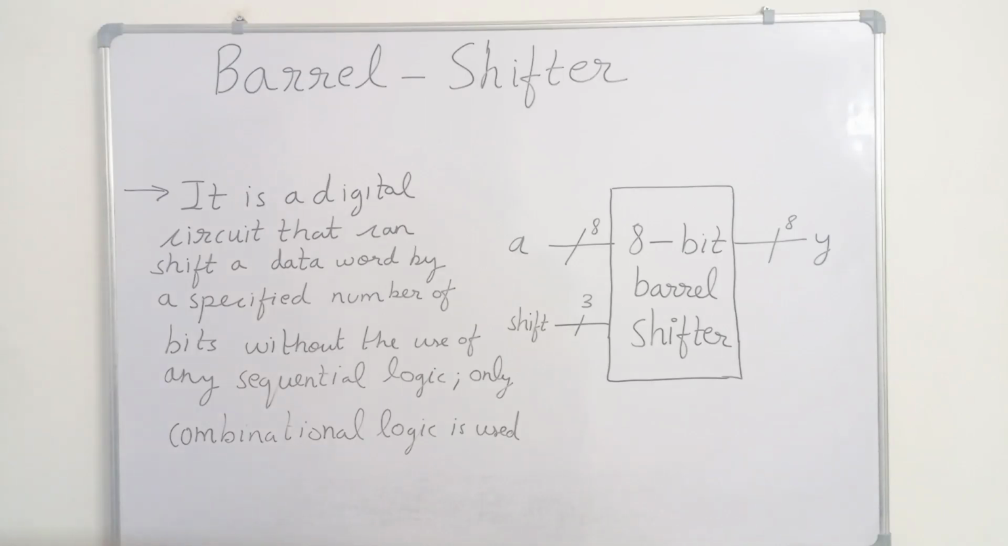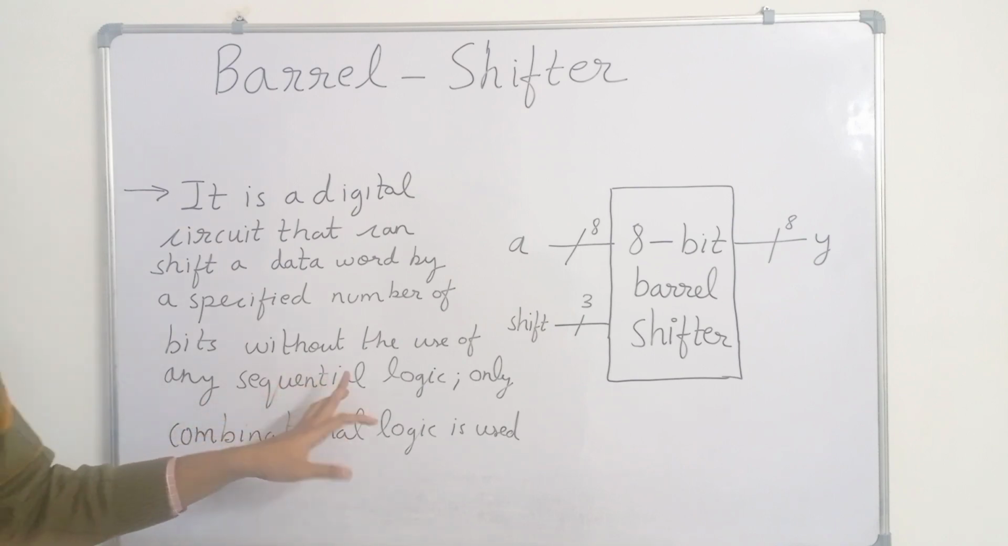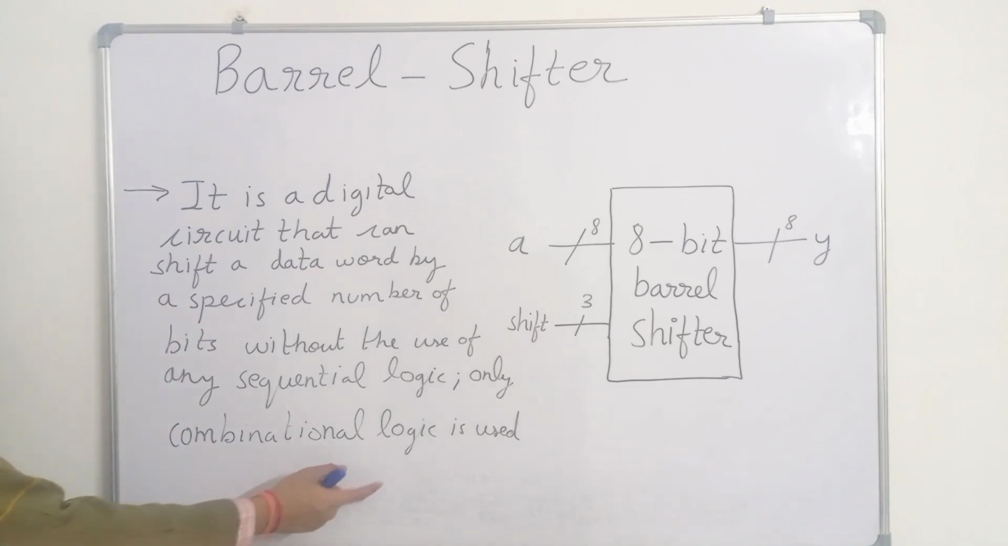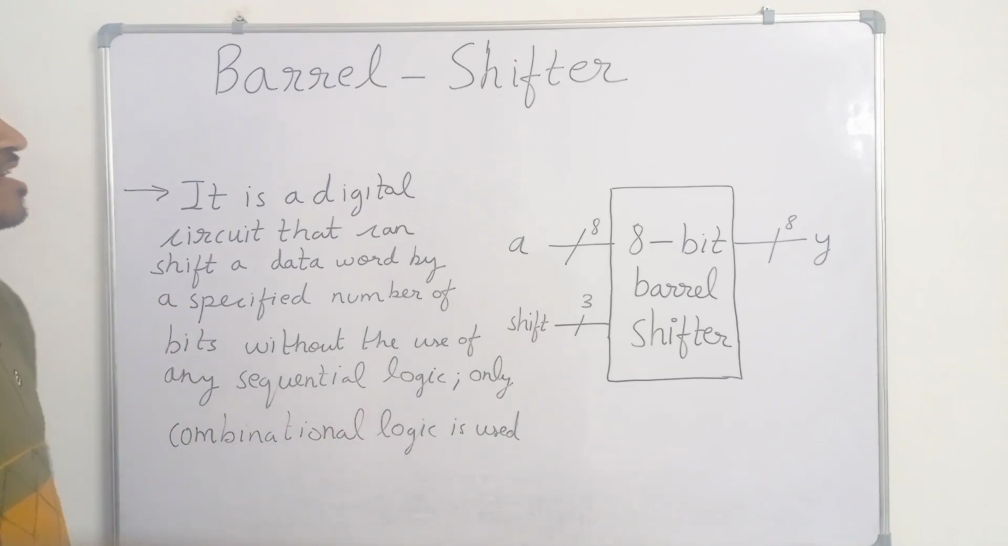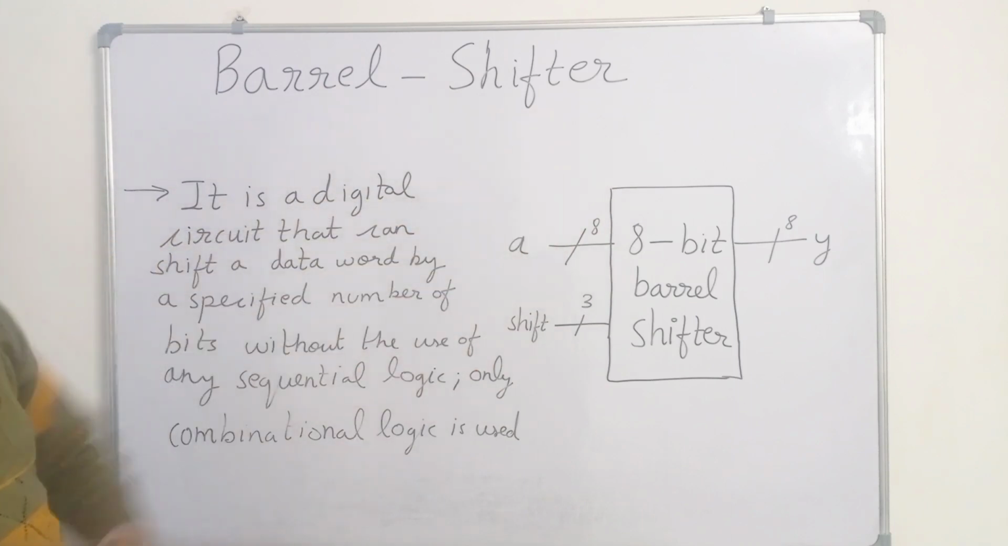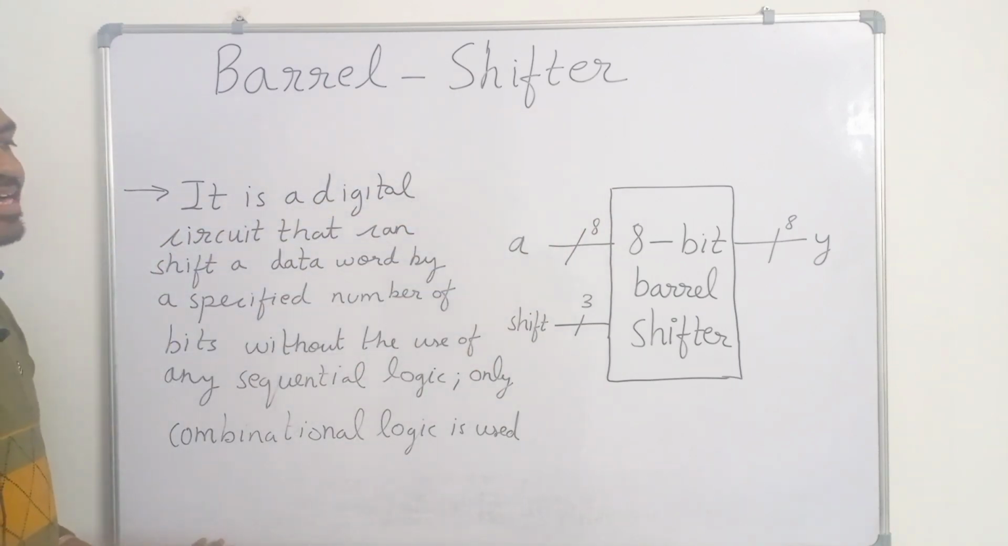So in this video we will discuss the concept of a barrel shifter circuit. A barrel shifter circuit is a digital circuit that can shift a data word by a specified number of bits without the use of sequential logic. So we are using purely combinational logic.